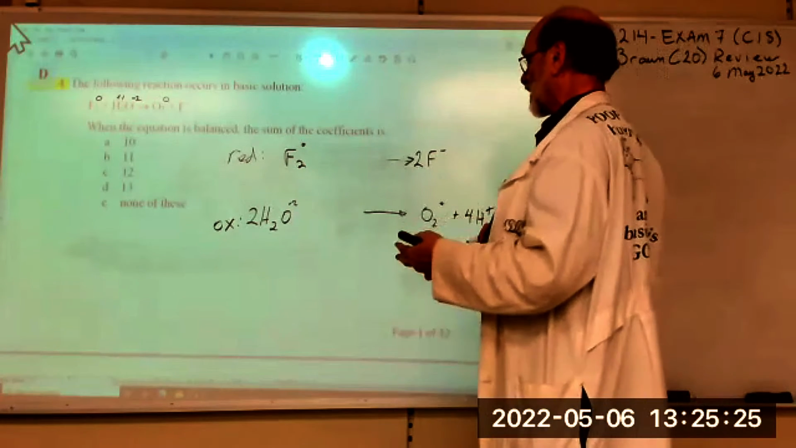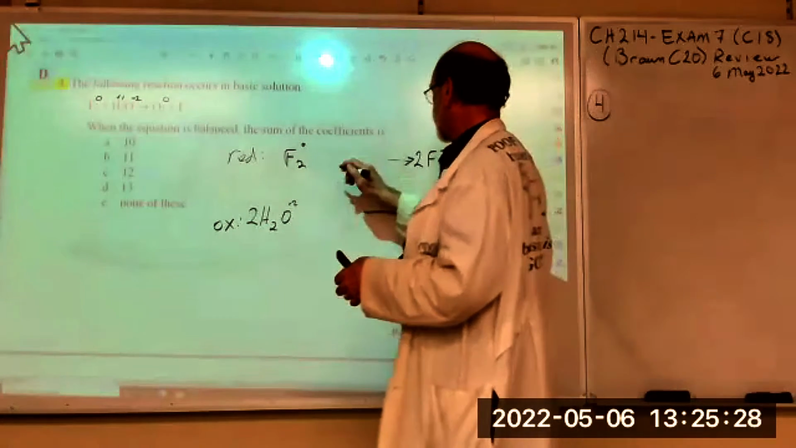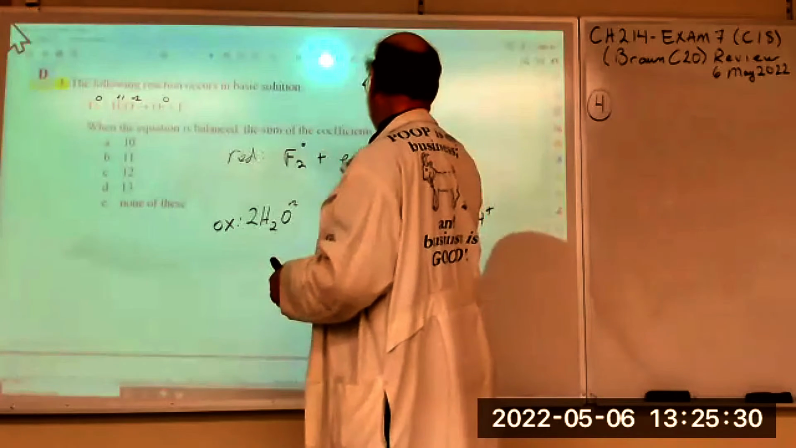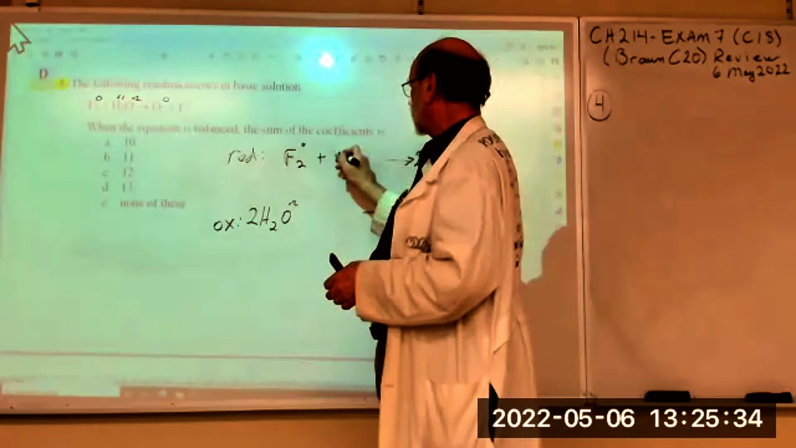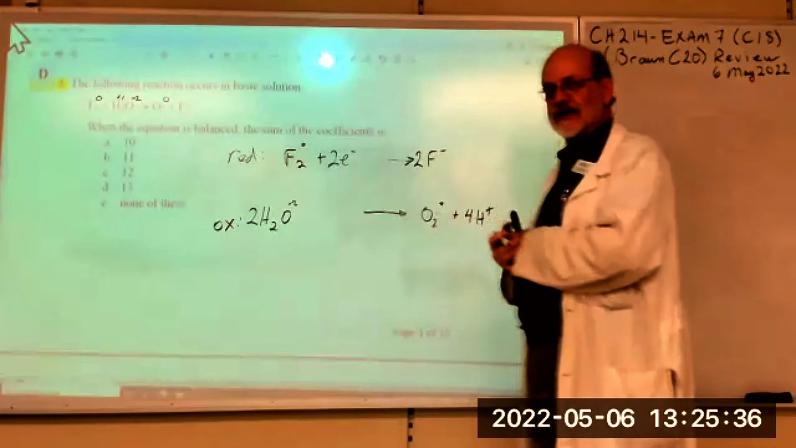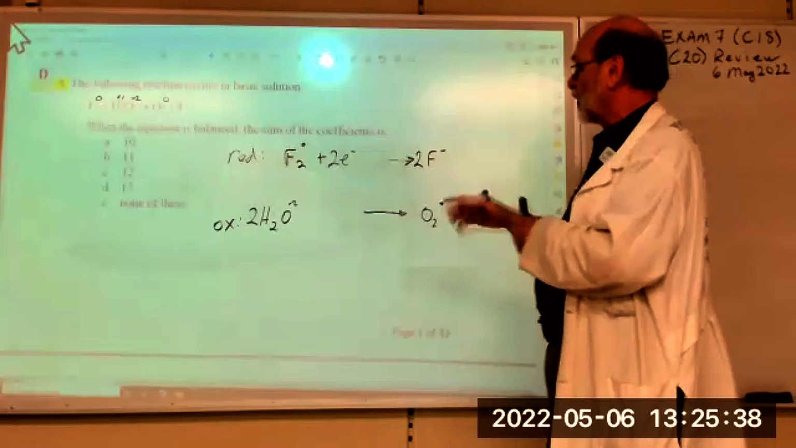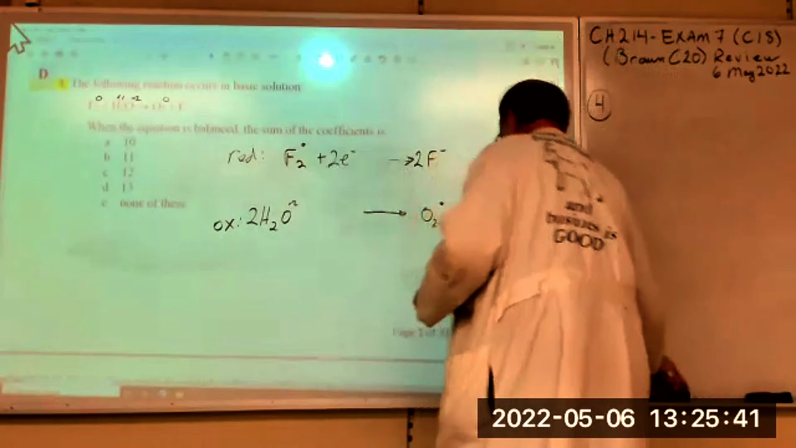Okay. So now we balance the electrons. This is the reduction step. So we had to add how many electrons? Well, 1 per fluorine, but there are 2 fluorines. So 2 electrons. This one, we lost electrons.